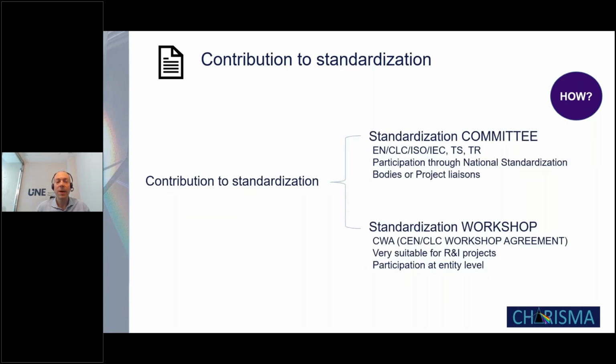There are two different paths to do that. One of the things that must be done is to analyze the standardization landscape, which was the first approach, to see if this field that we are working on in the project is connected to any existing standardization committee. So if it is the case and the standardization committee shows interest in standardizing these results, one way is to go through the standardization committee and develop a traditional European or international standard.